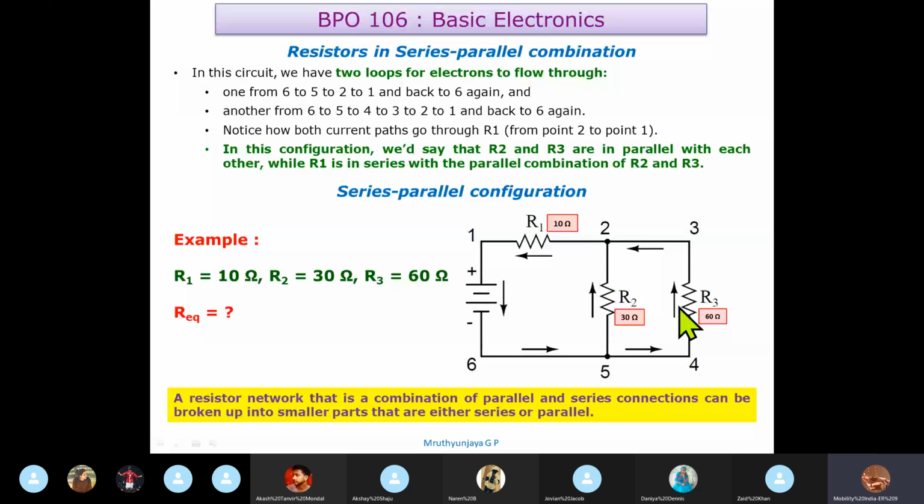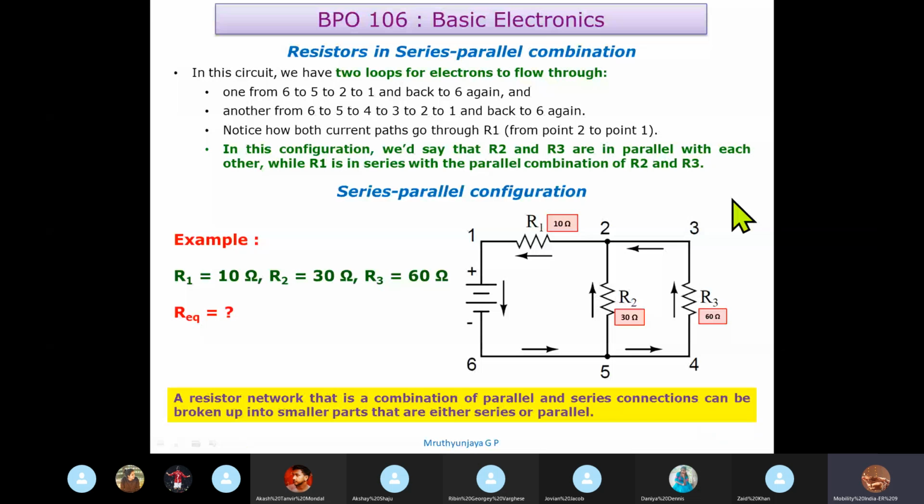Otherwise, calculate these two separately. Whatever value comes, add it up with this. That's what I have tried to give it here. A resistor network has a combination of parallel and series connections, and can be broken up into smaller parts that are either series or parallel. So we need to break them into simpler circuits. Then only we'll be able to work it out.